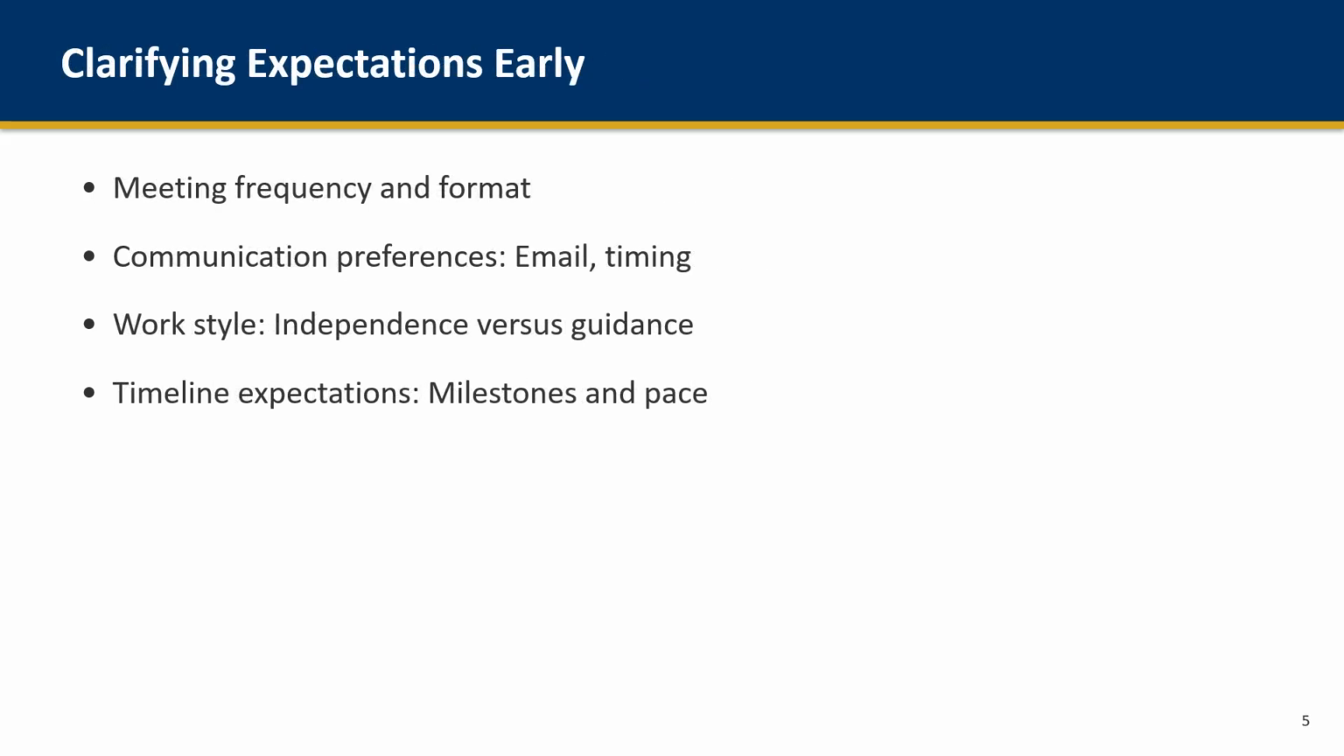Clarifying expectations early prevents misunderstandings that can damage the relationship later. Having explicit conversations about how you will work together establishes foundation for productive collaboration. Meeting frequency and format should be discussed explicitly. How often will you meet? For how long? Where? What should you bring to meetings?